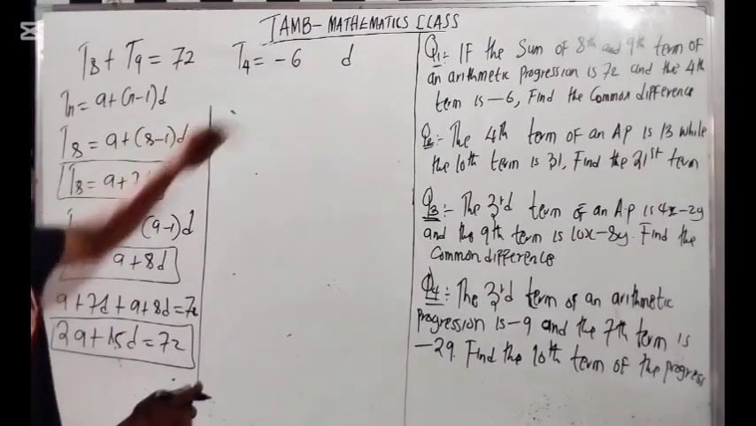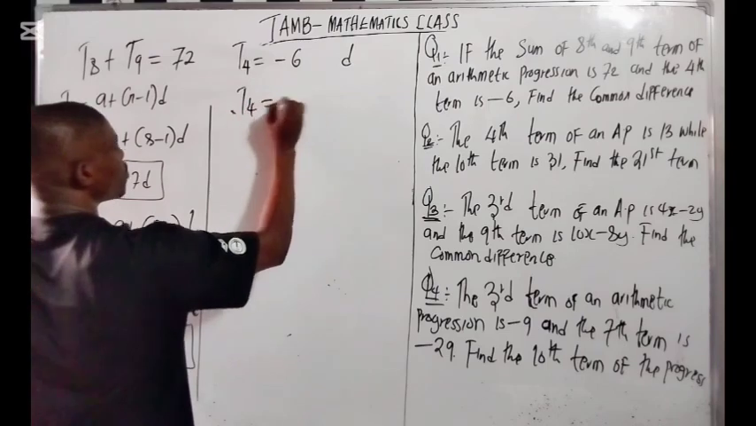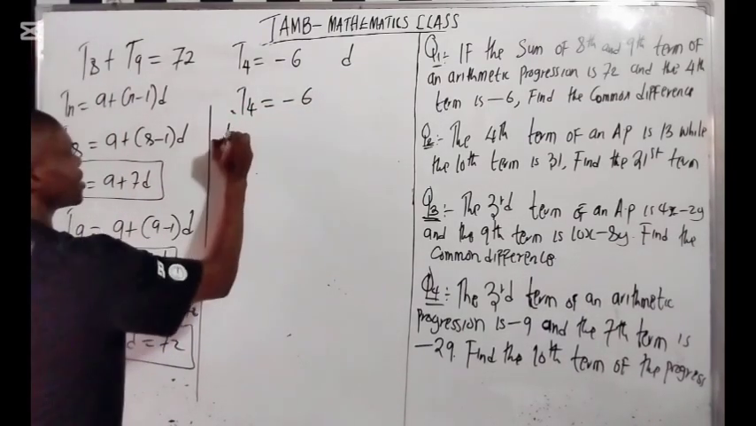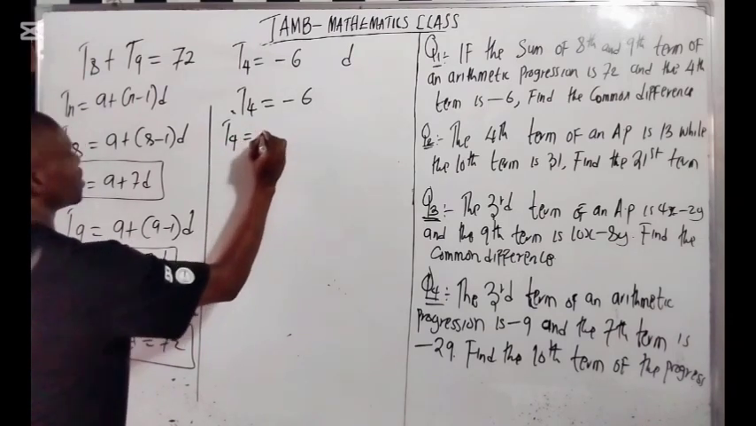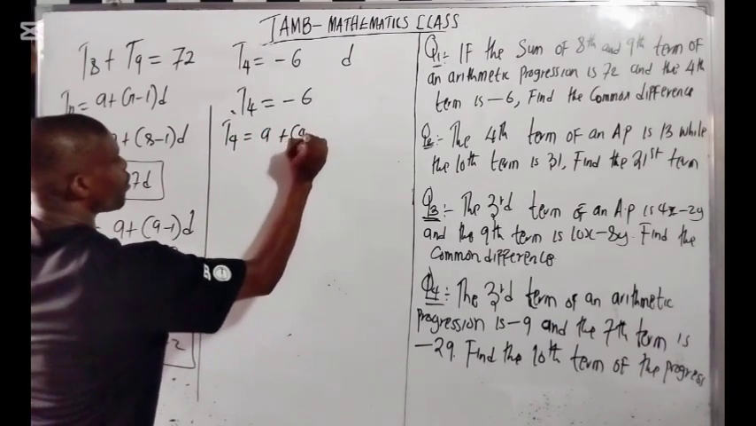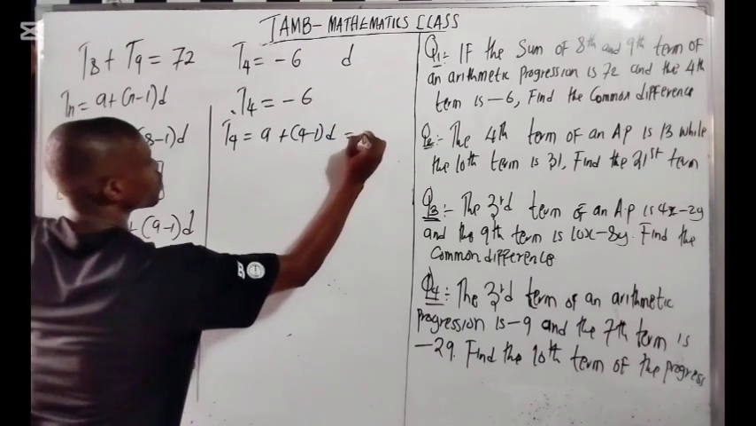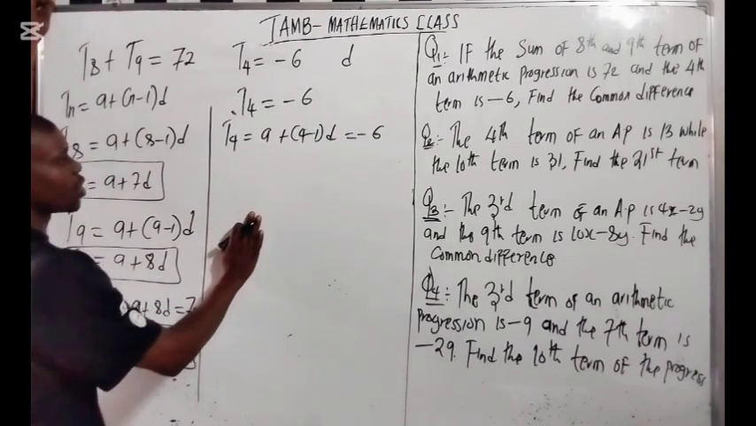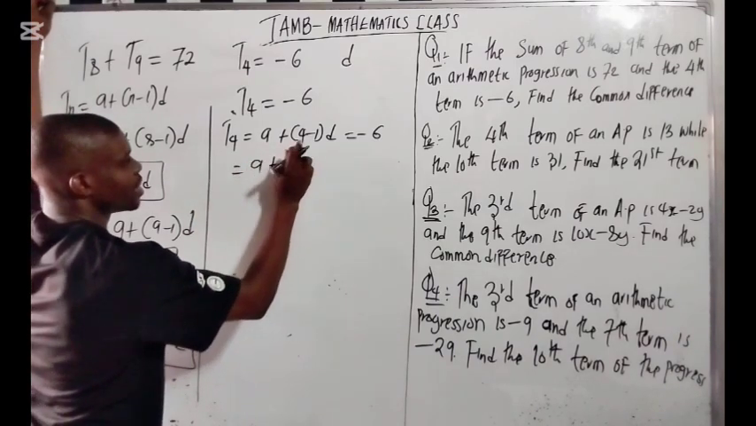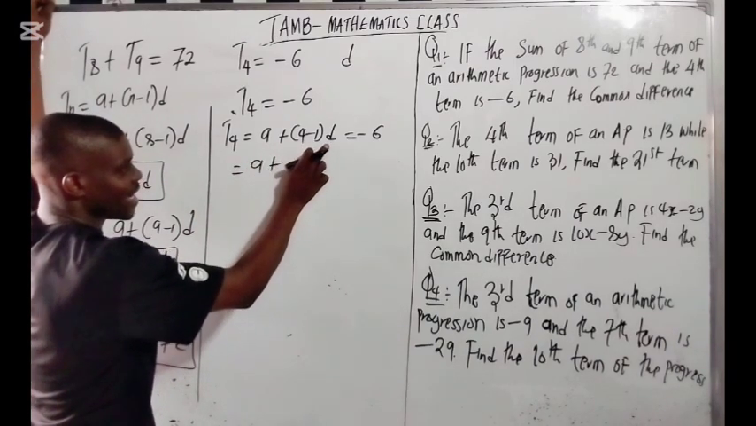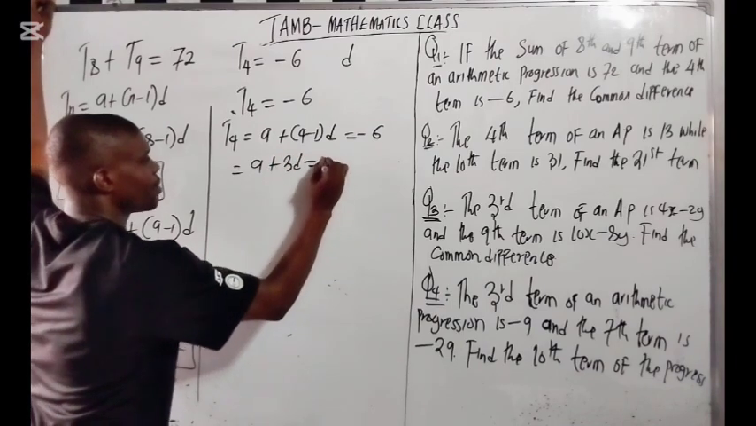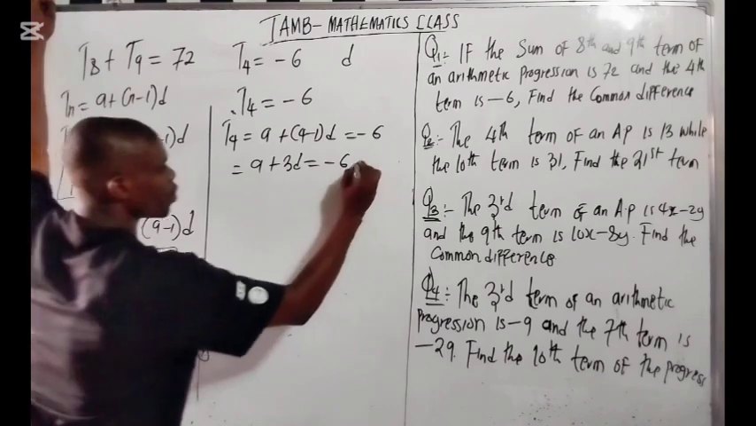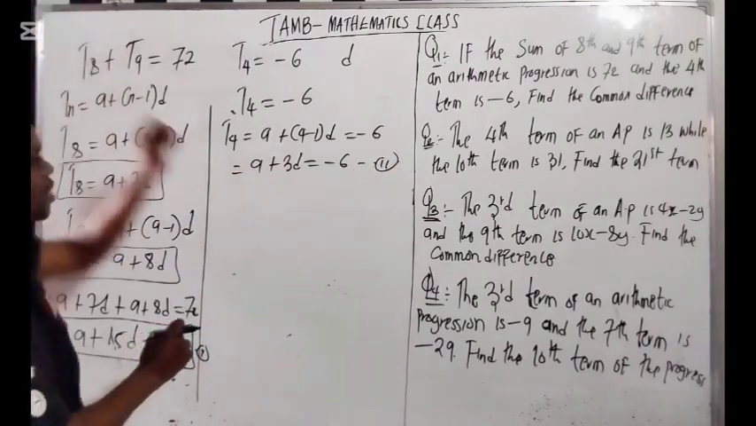Now remember my 4th term, which is minus 6. If we apply the formula, T4 equals a plus 4 minus 1 d equals minus 6. So a plus 4 minus 1 is 3, giving 3d, and we have a plus 3d equals minus 6. This is my equation 2.